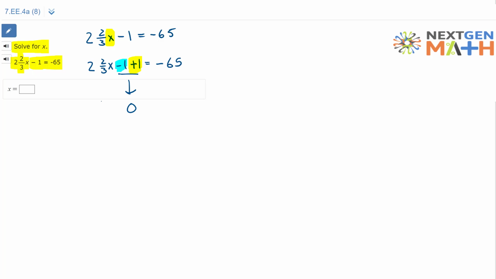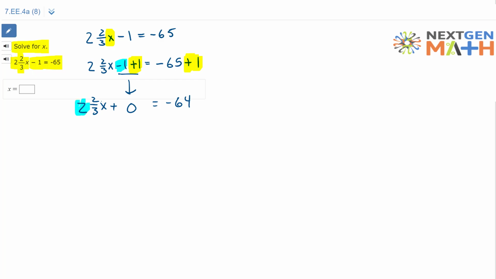Well, we still have negative 65 on the right side, and whatever you do on the left, and what did we do on the left? We added 1, so guess what? We have to add that 1 on the right. So on the right side, it's equal to negative 64, because negative 65 plus 1 is negative 64. And then we still have our 2 2/3 x plus 0 equals negative 64.